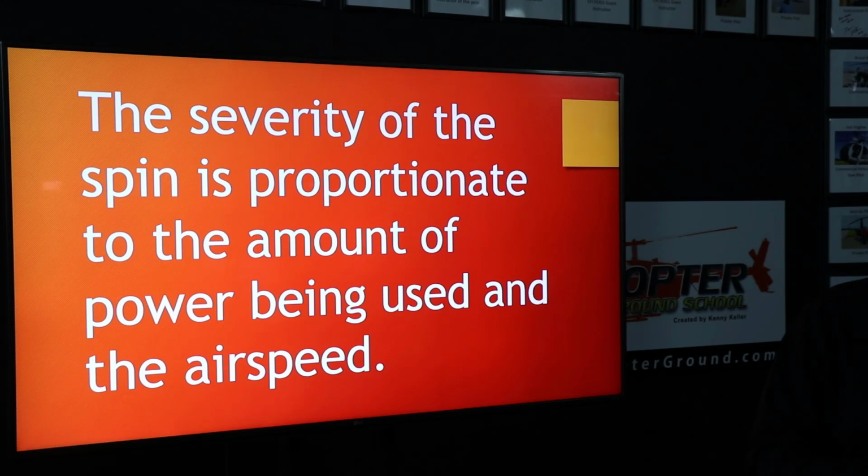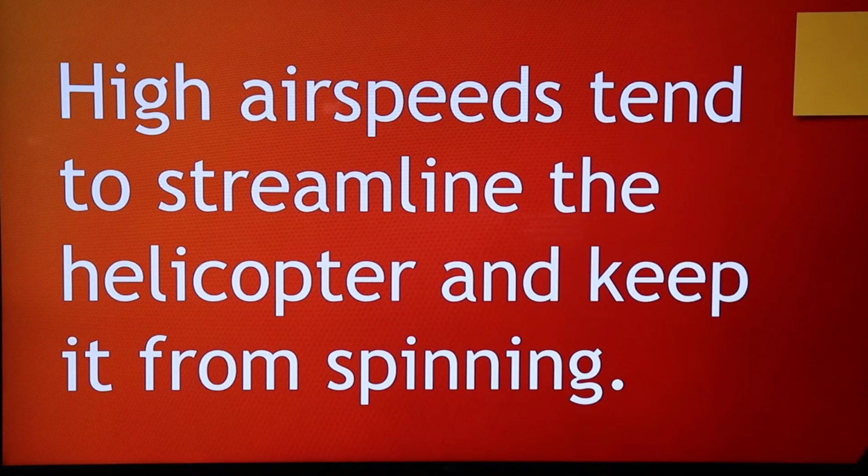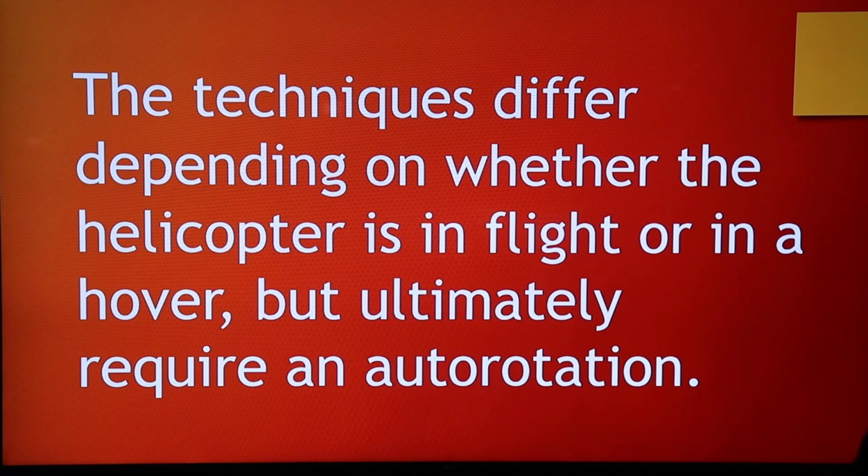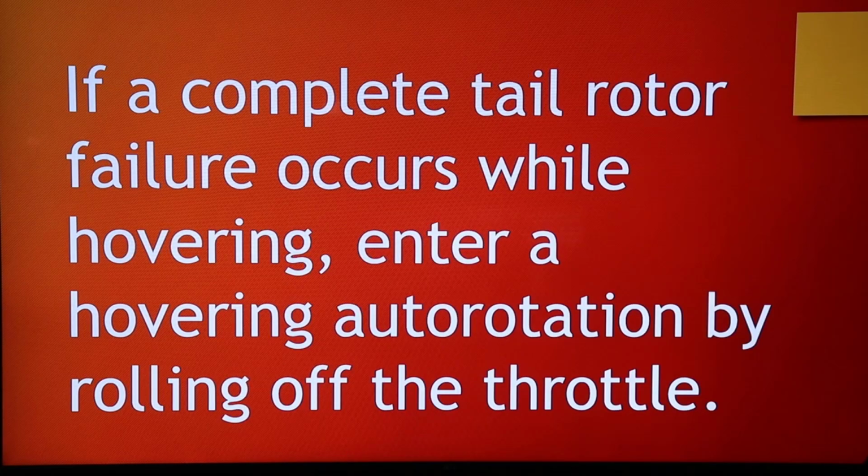The severity of the spin is proportionate to the amount of power being used and the airspeed. Higher airspeeds tend to streamline the helicopter and keep it from spinning. If a tail rotor failure occurs, power must be reduced in order to reduce the main rotor torque. The techniques can differ depending on whether the helicopter is in flight or in a hover, but ultimately require an autorotation. If a complete tail rotor failure occurs while hovering, enter a hovering autorotation by rolling off the throttle.